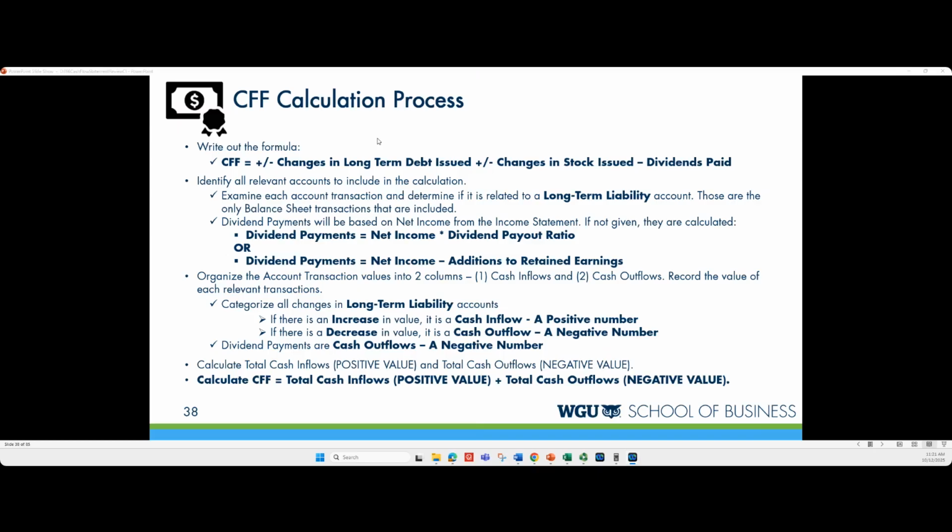And I see that there are some updates I need to make to this slide too. So I'll be issuing you an update here because this should say long-term liability and equity accounts. Okay, so noted, and I'll get that sent out to you.